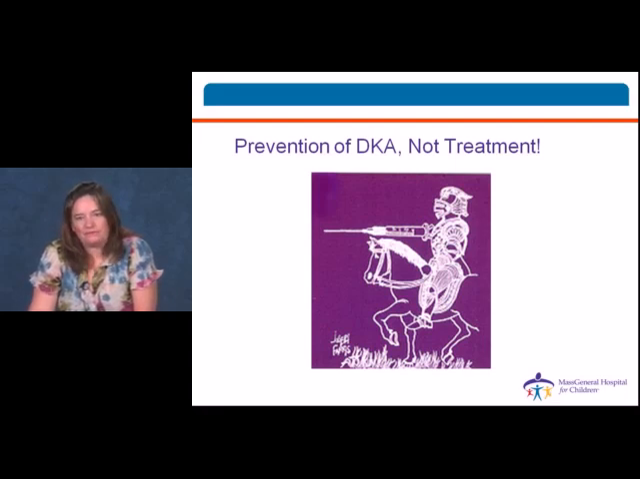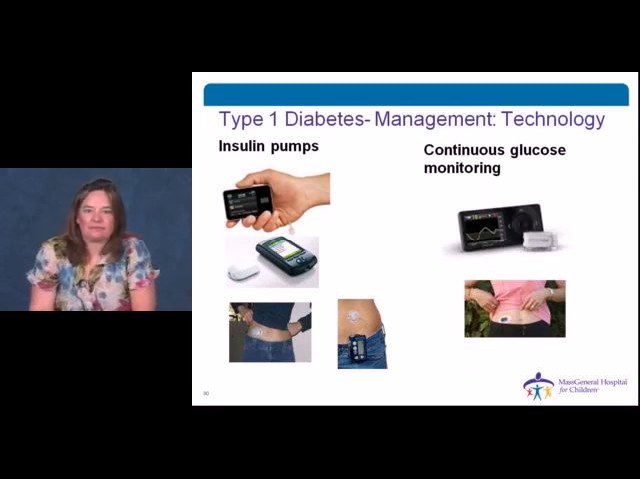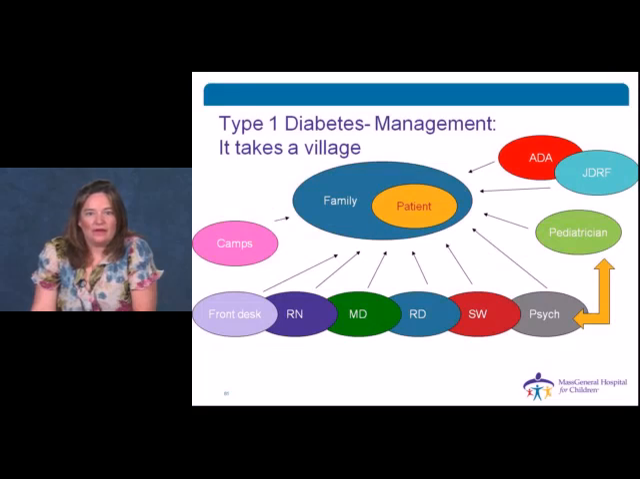And that's where we get back to some of the technologies that have helped us. The insulin pumps can be really helpful for patients. And continuous glucose monitoring has been really great in terms of moving us away from DKA and giving patients an easier way to take care of this. It's less cumbersome. But again, it comes back to the village and everybody supporting the patient so that they can continue this tedious day in, day out care for managing their blood sugars.